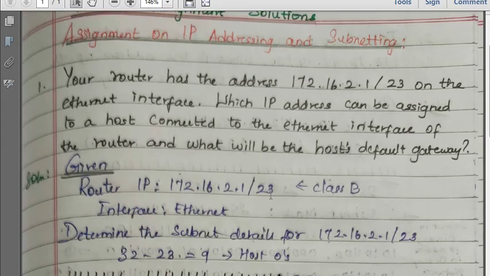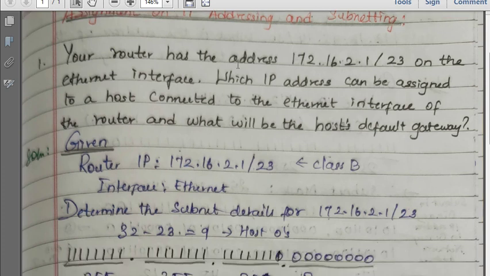So as you could see here, this is the first scenario, assignment on IP addressing and subnetting. Your router has the address 172.16.2.1/23 on the Ethernet interface. Which IP address can be assigned to a host connected to the Ethernet interface of the router, and what will be the host default gateway?